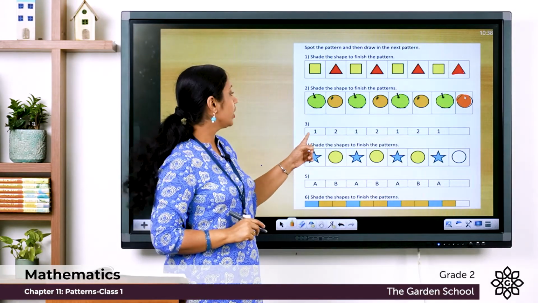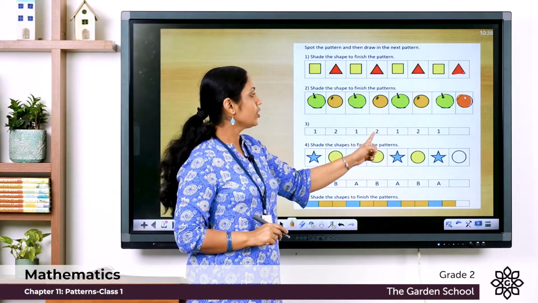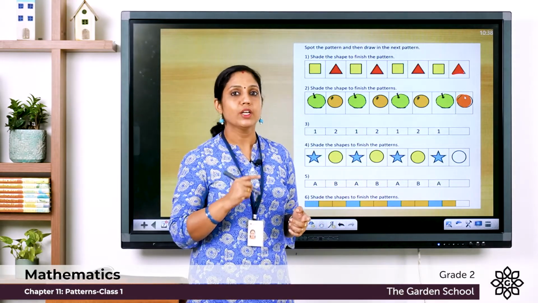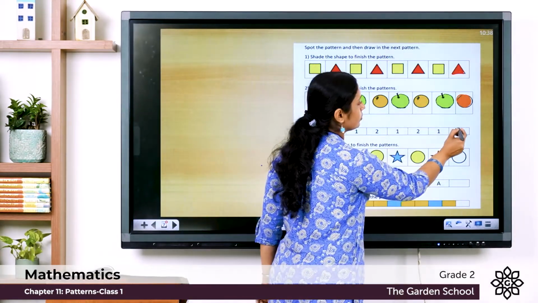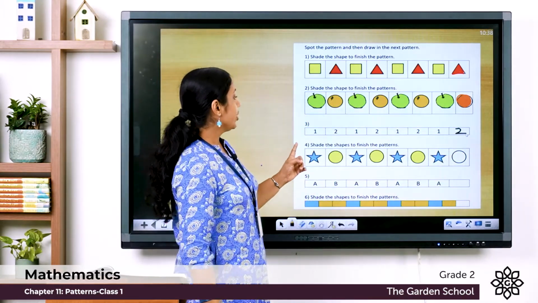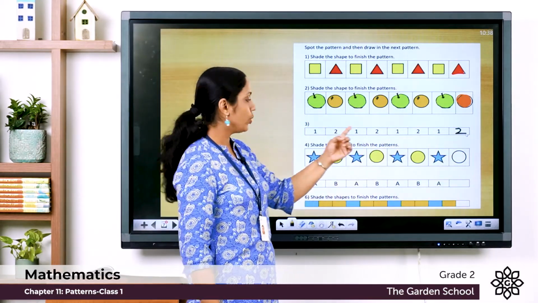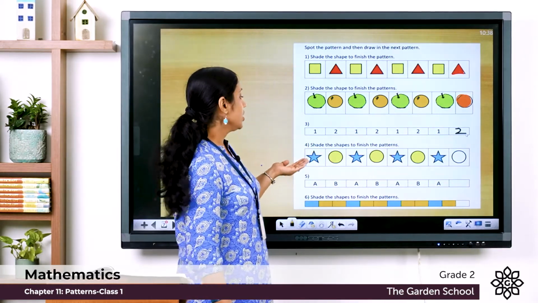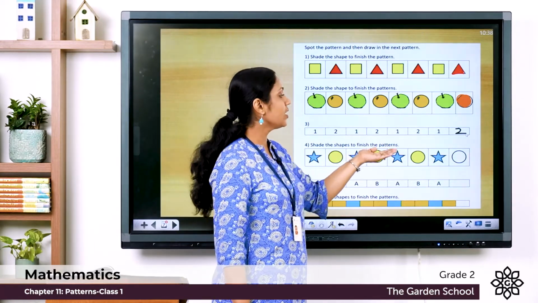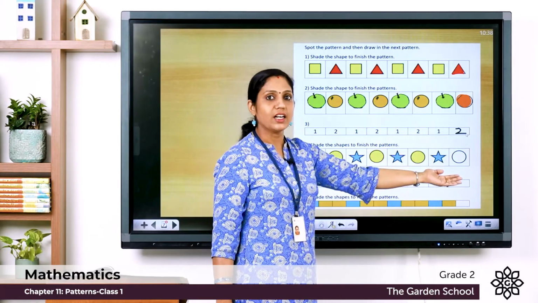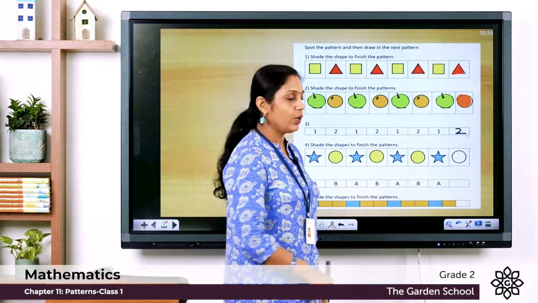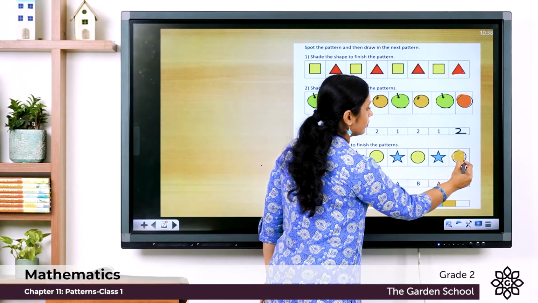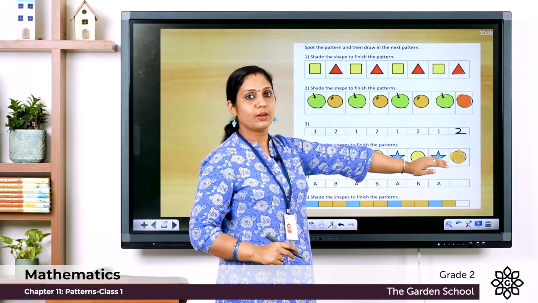Let's have a look at the third one. 1, 2, 1, 2, 1, 2, 1 and the last one is missing. So which number has to come? 2 has to come here. Now the fourth one. Shade the shapes to finish the patterns. We have a star and a circle. Star is in blue color, circle is in yellow color. So star, circle, star, circle, star, circle, star, circle. And we have to shade the circle in yellow color. So now we can say that this shape is complete.